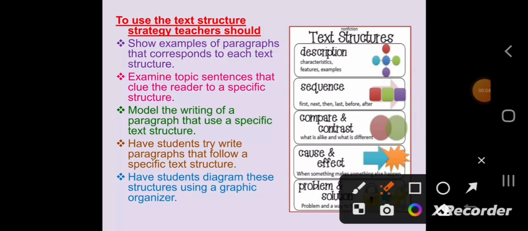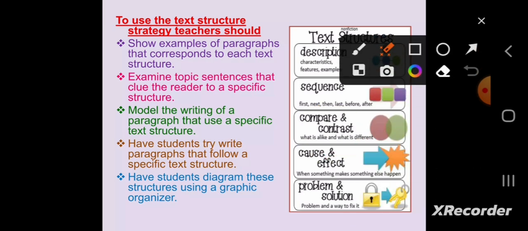Text structures. Description: characteristics, features, examples. Sequence: first, next, then, last, before, after. Compare and contrast: what is alike and what is different. Cause and effect: when something makes something else happen. Problem and solution: a problem and how to fix it.